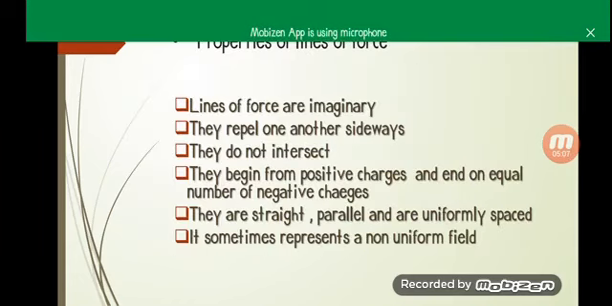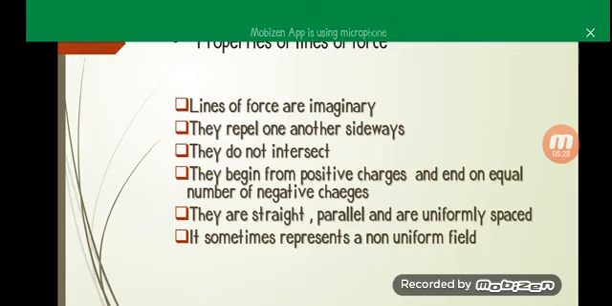Now these are properties of lines of force. I will send this PowerPoint material as well, so you can look at it and read, adding to the knowledge you get from your textbook, and no more. So lines of force are imaginary. I said it, they are imaginary lines. They always make use of some scientific instruments to actually sit down.